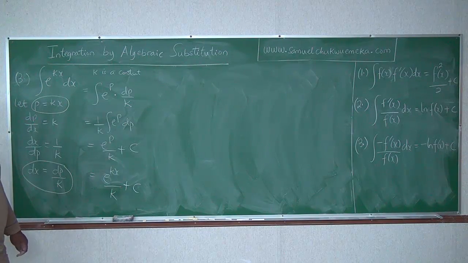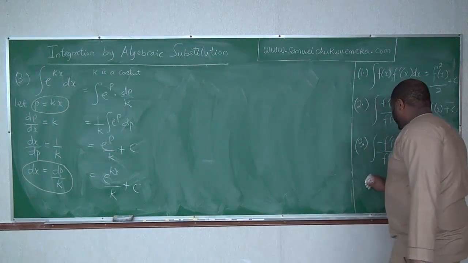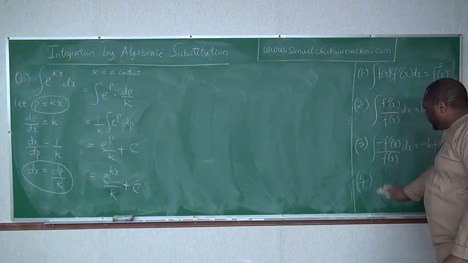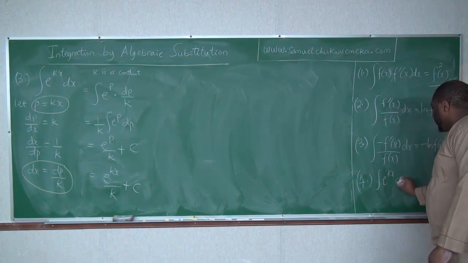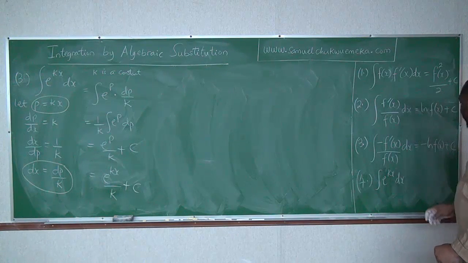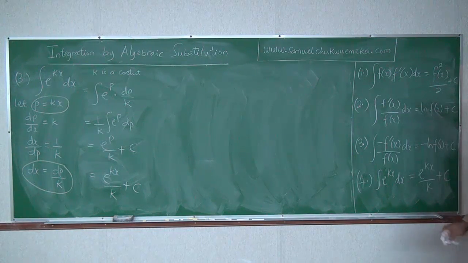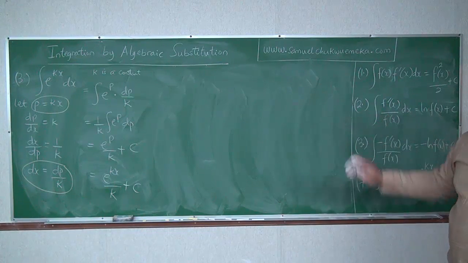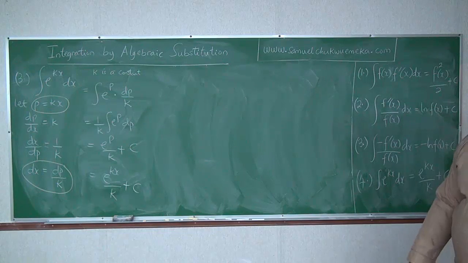So I'm going to write this as number 4. The integral of e^(kx) dx, where k is a constant, will give us e^(kx) over k plus c. Please write this down, and it will also be in the transcript on my website.